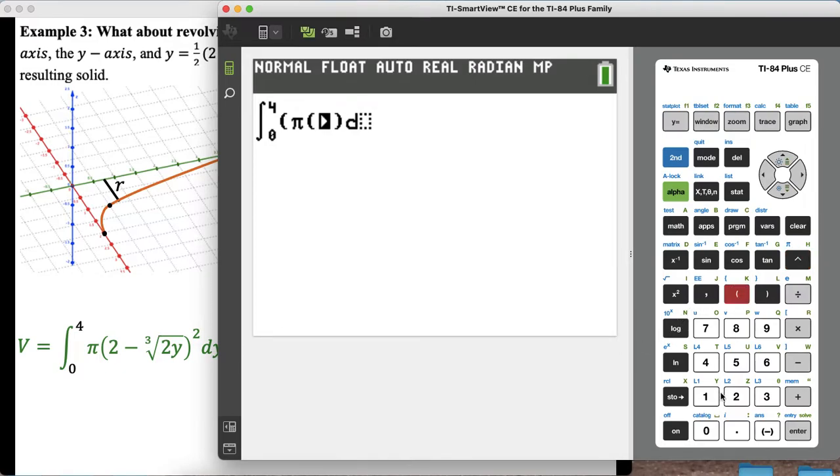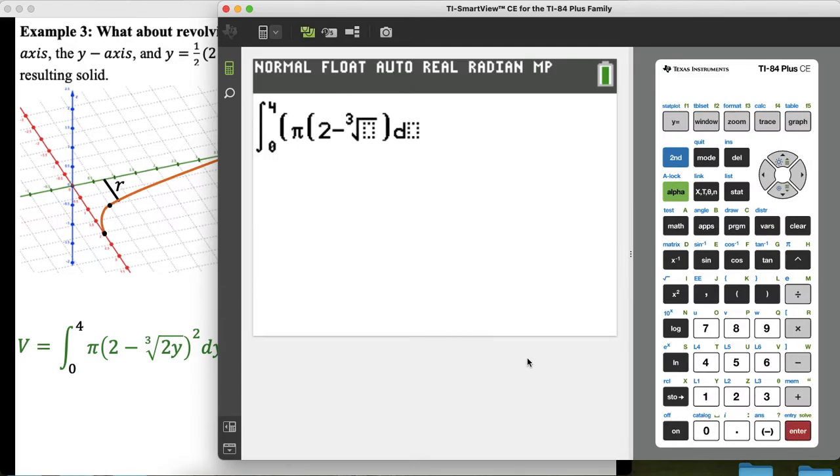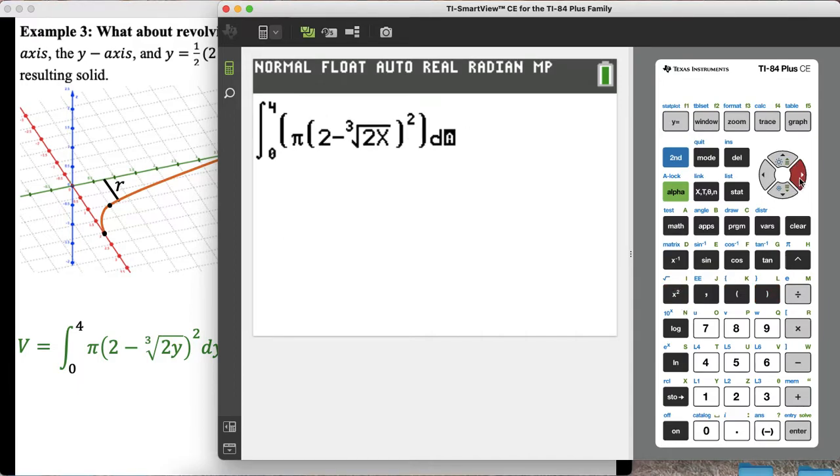Pi times the quantity 2 minus the cube root. I believe it's under math. There it is. So we do have a cube root. It's right there. Otherwise, you could do a 1/3 power. And then 2, and our variable will always be x, even though it's written as y on the paper, on the solution that you submit. And then we put a closed bracket, and we have to square that. And then we come over here and put our differential variable. So I've got the pi in there. I've got my final answer.